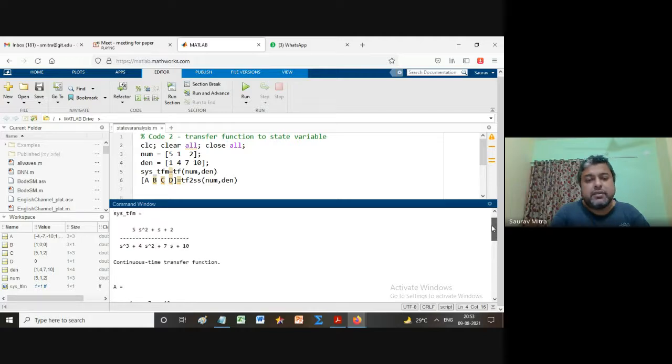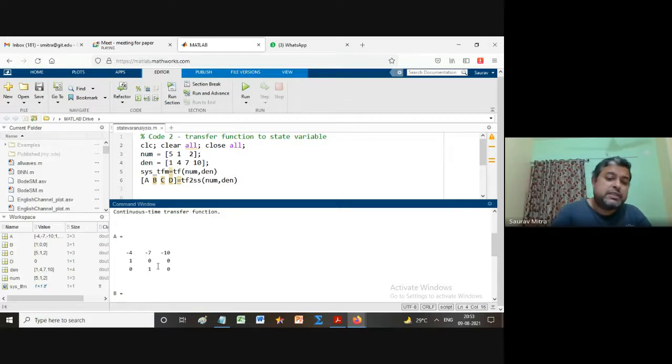You can check. So now it is 5s square plus s plus 2, and the denominator is s cube plus 4s square plus 7s plus 10, and the denominator coefficients are all positive. That means the roots will be all negative. So here also you are finding -4 -7 -10. It can also be written as 0 1 0, 0 0 1 and -10 -7 -4.